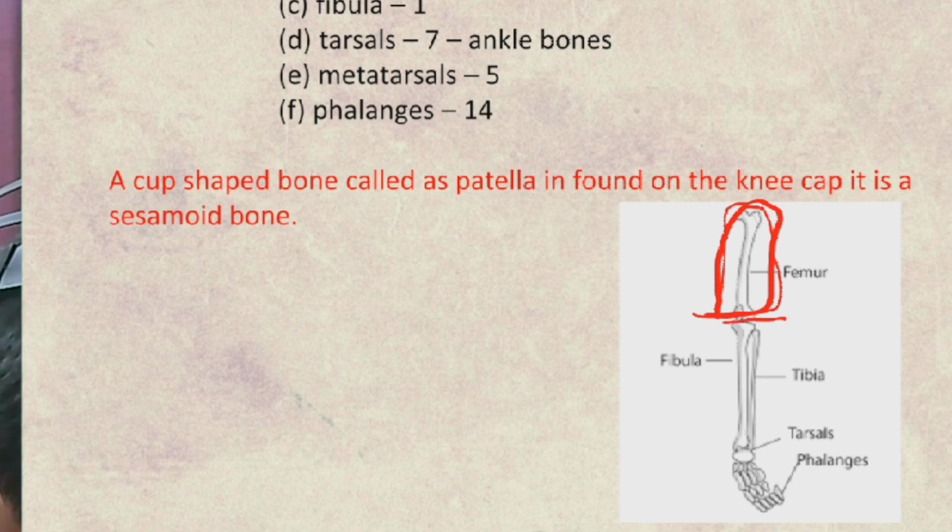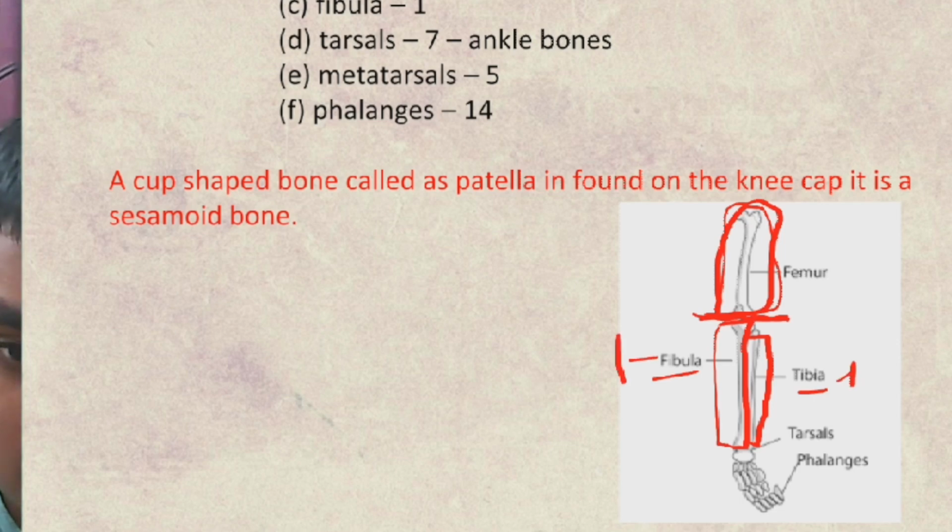This part, below your ankle, below your knee, consists of tibia and fibula. This is your tibia part, the back one. The front one is your fibula part. There is one tibia, one fibula in each limb, in each hind limb.